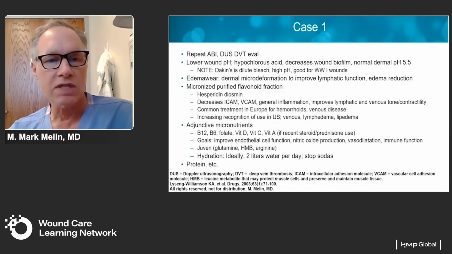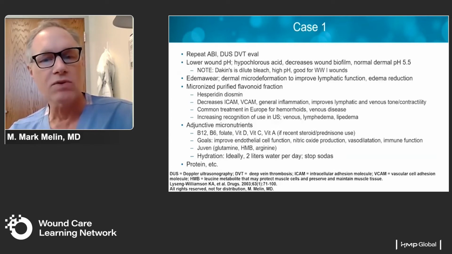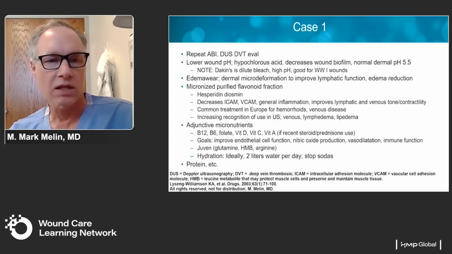And then we were really focused on a number of things: lowering wound pH with hypochlorous acid wash to decrease the wound biofilm. And it's important to point out that hypochlorite, which is dilute bleach, has a higher pH, and that was really good in World War I, known as the Carrel-Dakin method. But in 2022, what we know about wound pH, as you've already heard from Dr. Kim and Dr. Schultz, is that hypochlorous acid is the standard of care for accelerating wound healing. We use Edemaware to impact dermal microdeformation and improve lymphatic function.